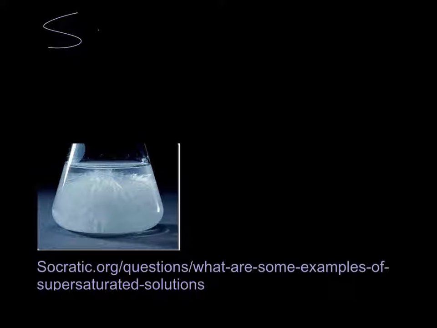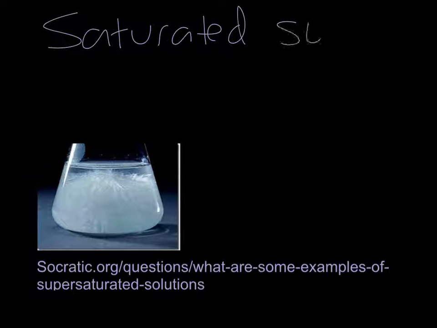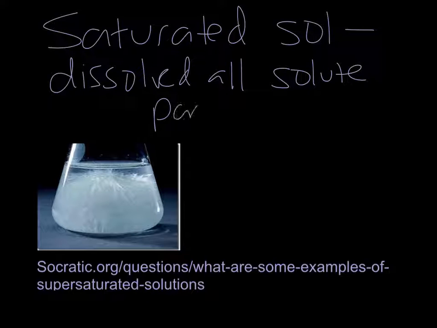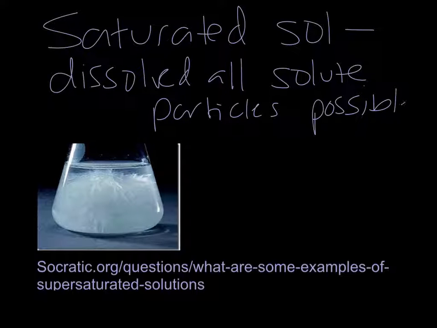When you have a solution that has dissolved all of the solute particles that it can at a given temperature, that's called a saturated solution. If we heat up a solution, we can get it to dissolve more solute particles, and we talked about that previously. And then if you cool it down, what happens is it becomes supersaturated. And a supersaturated solution upon cooling will have those solute particles crash out of solution.